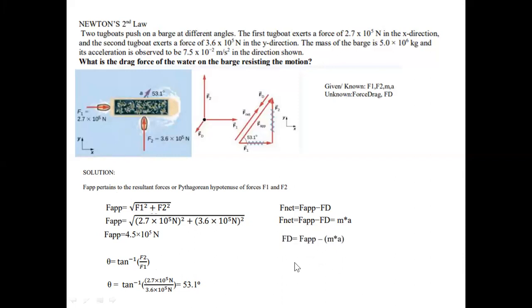Further simplifying gives us Fd is equal to the applied force minus mass times acceleration of the barge. Substituting the values, since we already solved for the applied force using the Pythagorean theorem, the hypotenuse force of F1 and F2 at 4.5 times 10 raised to 5 newtons, minus the quantity of the mass of the barge at 5 times 10 raised to 6 kilograms, multiplied by the acceleration of the barge at 7.5 times 10 raised to negative 2 meters per second squared. Finalizing, this is 7.5 times 10 raised to 4 newtons, or 75,000 newtons.